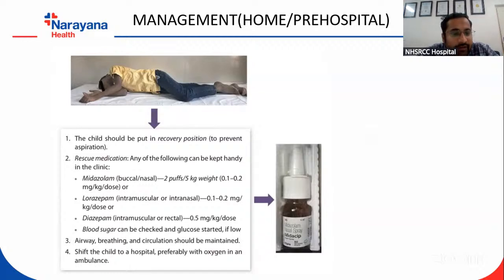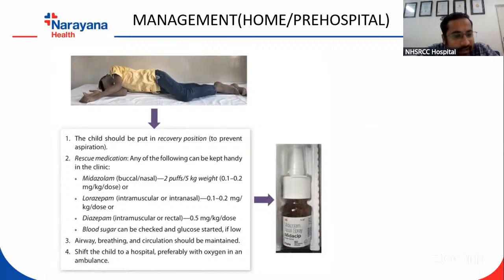The most commonly used is midazolam. Midazolam can be given buccal or intranasal, the dose being 0.2 milligram per kg per dose, or 2 puffs for every 5 kg weight. Lorazepam can be used intramuscularly or intranasally, the dose being 0.1 to 0.2 mg per kg per dose.